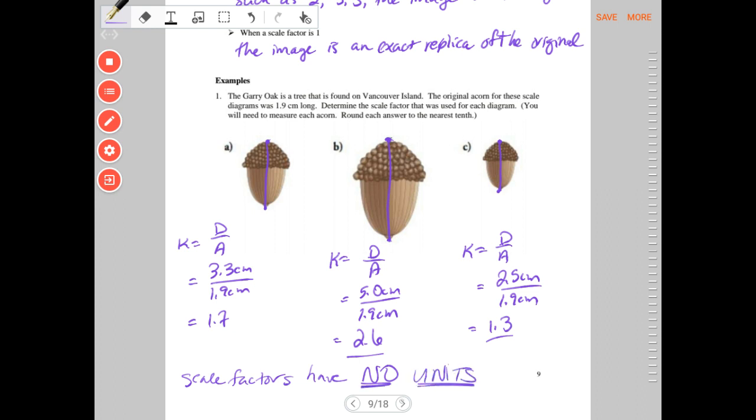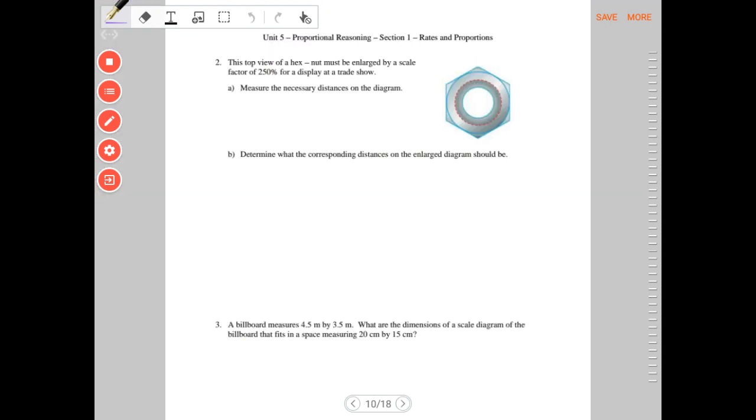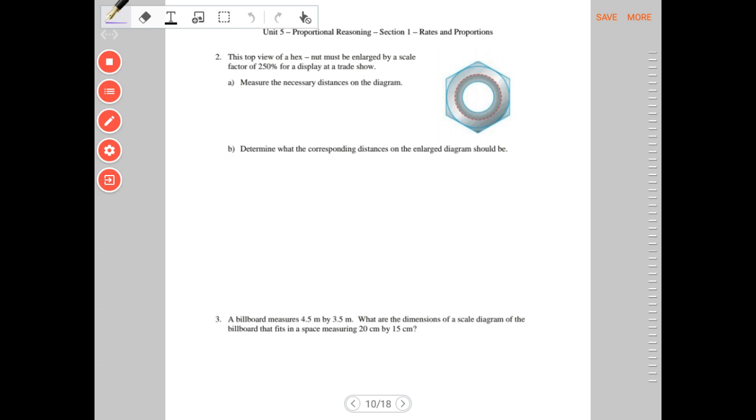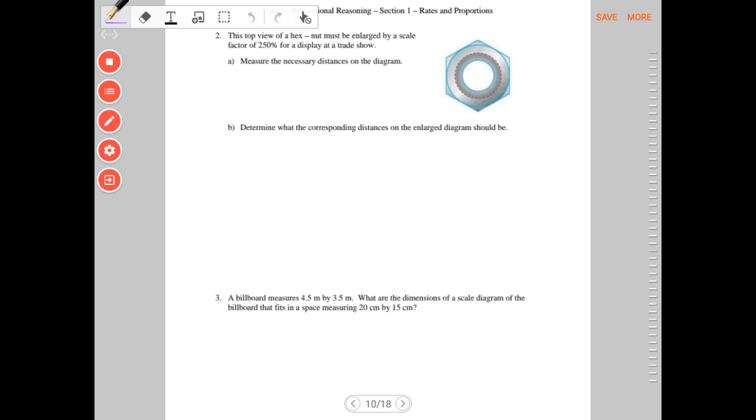Okay. All right. Last ones. A couple more to go here. All right, we have a hex nut. Hex, of course, meaning 6 sides. So there's 6 sides on this nut. It must be enlarged by a scale factor of 250% for a display at a trade show. Now remember, we never work with things in percents. So 250%, dividing that by 100, we get 2.5 as our scale factor.